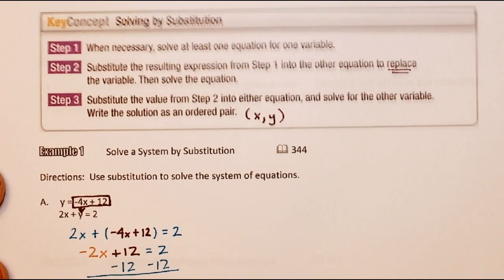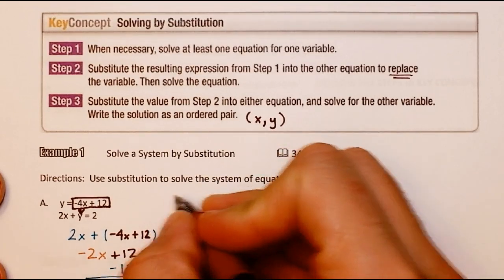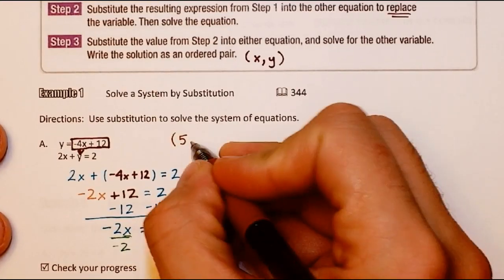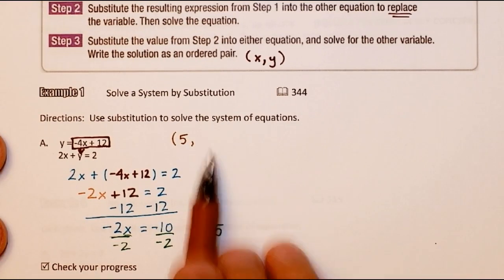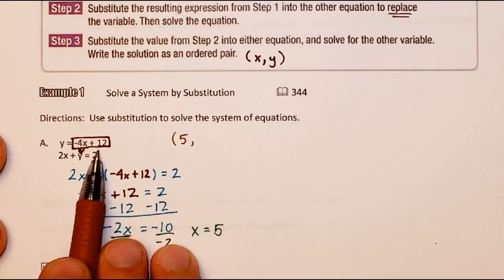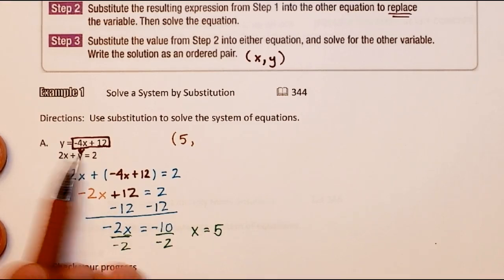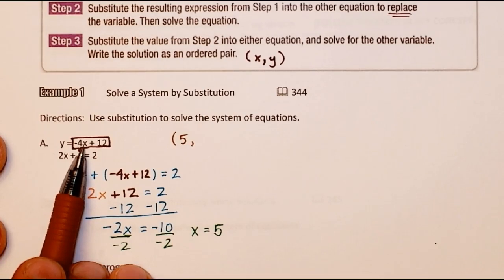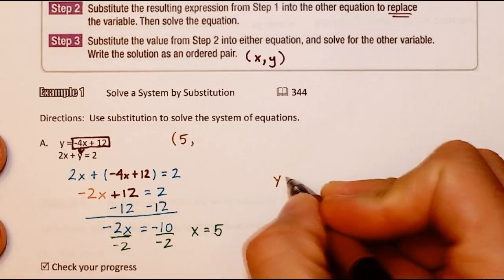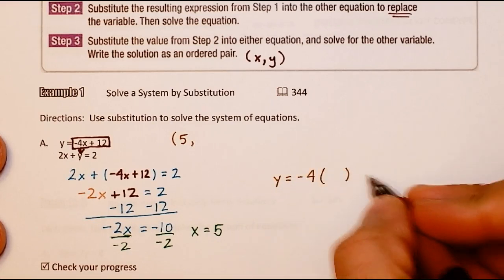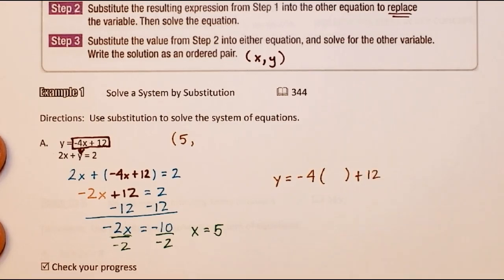So part of my answer for this problem is going to be 5, comma, some number. And that number comes from taking this 5 and substituting it back into either equation. Now, since the top equation is already solved for y, I'm going to substitute it into the first equation for x. So y equals negative 4 times x plus 12. But instead of putting in x, I'm going to take what we found x to be, which is 5. And now I'm going to simplify.